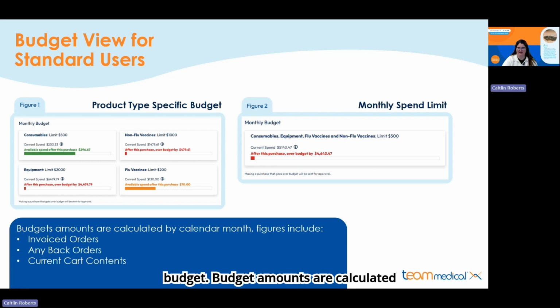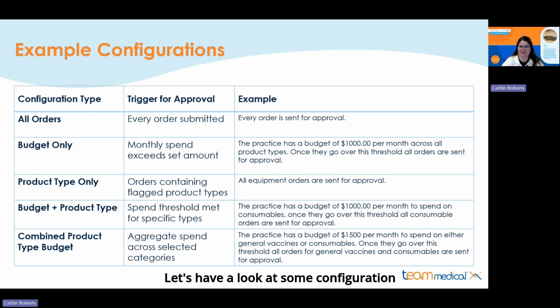Budget amounts are calculated by calendar month, and the figures include orders that have been invoiced for the current month, any unprocessed or back orders, and whatever is currently in their shopping cart. So they'll know at the time of order if they're going to go over budget and it needs to be approved. Let's have a look at some configuration types that are available.